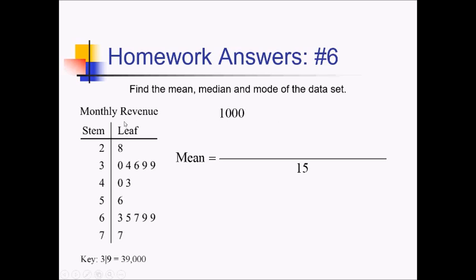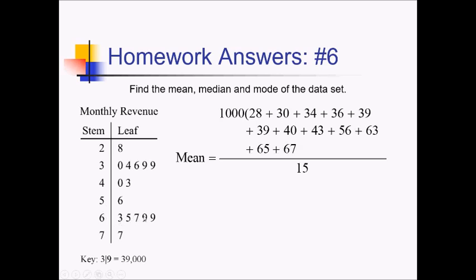Okay, so my first number then is 28. And again, I'm opening a parentheses now. I'm basically distributing this 1,000 to everything I'm adding here. Then we have a 30, 34, 36, 2 of these 39s. Down here we have a 40, a 43, and this is a 56. We have 63, 65, 67, 2 of these 69s. And finally, 77 is our last number, and we'll close that parentheses. So again, these numbers in here are all getting multiplied by 1,000 when all is said and done.